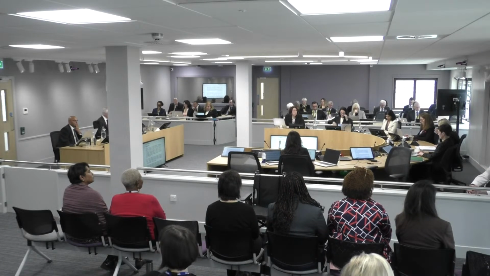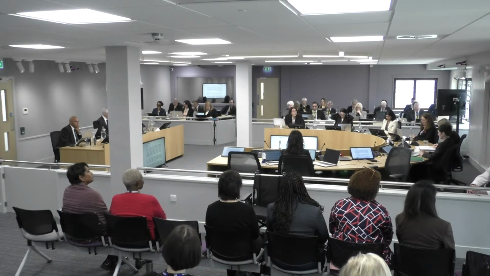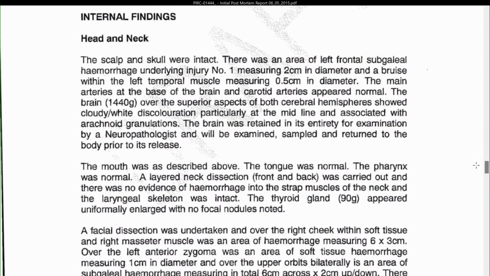Can we move on to the internal findings? You've taken us through your external findings, and this is the part of the autopsy or post-mortem where you describe the internal injuries or findings. Yes. And let's look at head and neck first of all. You describe an area, left frontal subgaleal hemorrhage, underlying injury number 1. I think this morning you talked about an injury on the left forehead as injury number 1. Tell us what you found internally in relation to that injury.